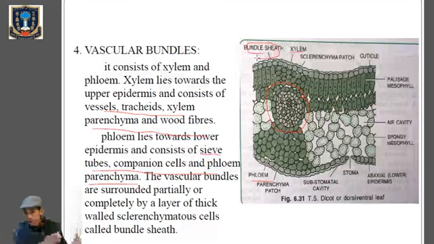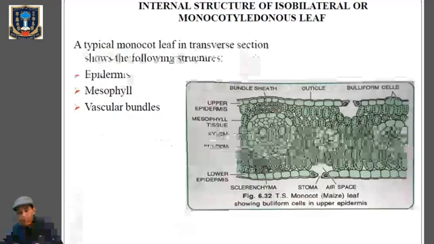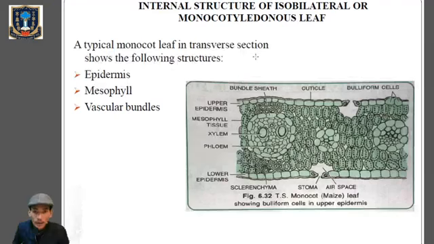And mainly in such a leaf, stomata were present only in the lower epidermis. The upper epidermis was devoid of chloroplast and devoid of stomata. Now we will move into the monocot leaf, or the isobilateral leaf.